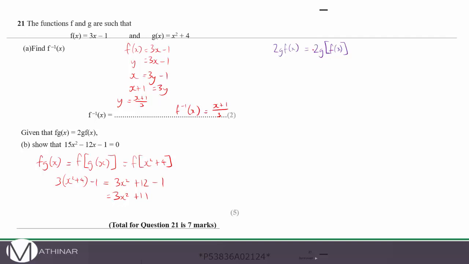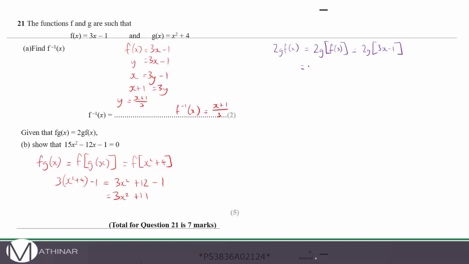So the 2 just means we multiply by 2. So 2g and then f of x is what we need to do first. So f of x is 3x minus 1, so we're just going to write 3x minus 1. So what's g of 3x minus 1? Well, what does g do to its input? It multiplies the input by itself, so x squared, and then adds 4. So we square the input and add 4.